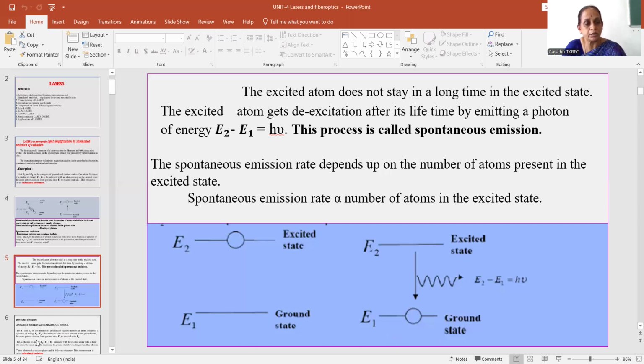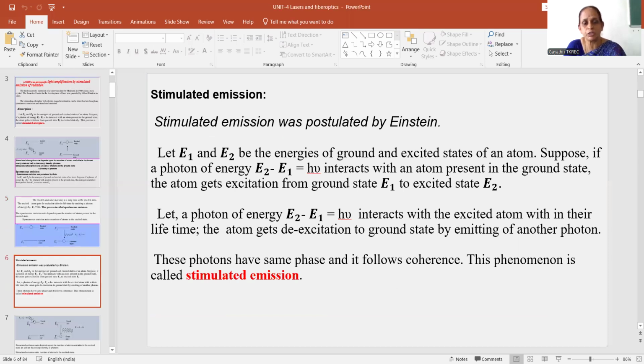Let us see about the stimulated emission, which is very important to understand. Stimulated emission was postulated by Einstein. So, why we concentrate more on stimulated emission is that the acronym for laser itself is the light amplification by stimulated emission of radiation. Here, not spontaneous emission of radiation.